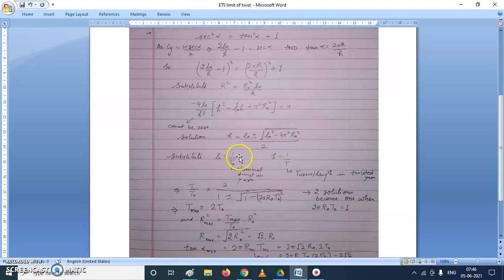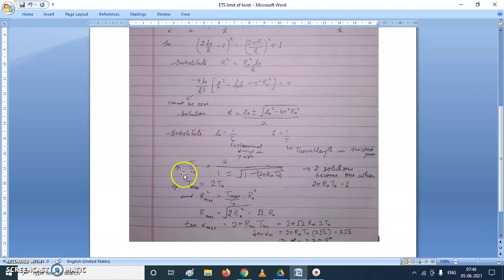Now substituting L0 is equal to 1 upon T0 and H is equal to 1 upon T, we'll get this: T upon T0 is equal to 2 upon 1 plus minus under root 1 minus (2 pi R0 T0) whole square. Now this equation is basically a quadratic equation, but it will give one solution, and that one solution will be maximum if 2 pi R0 upon T0 is equal to 1. So if we substitute this is equal to 1, we'll get T upon T0. We can write T max upon T0 is equal to 2. So T max will be equal to 2 into T0.